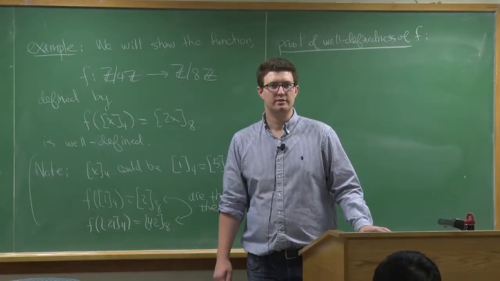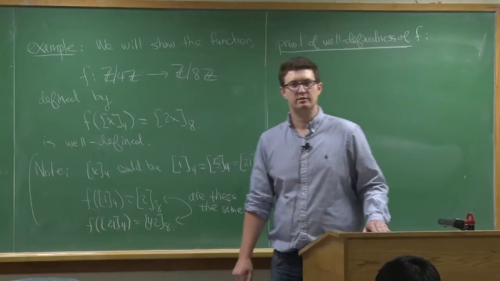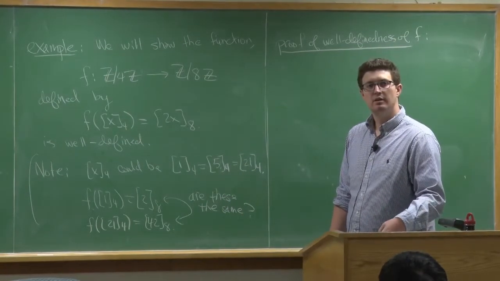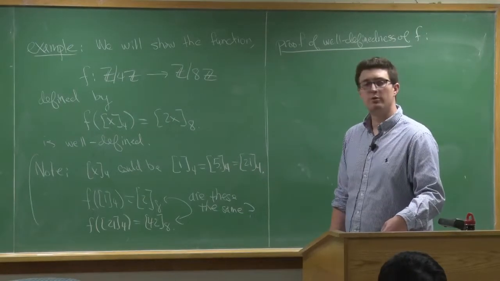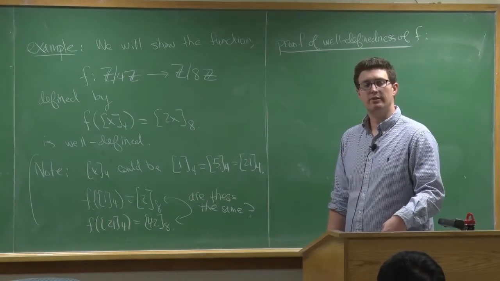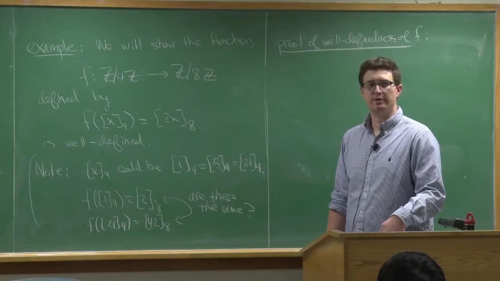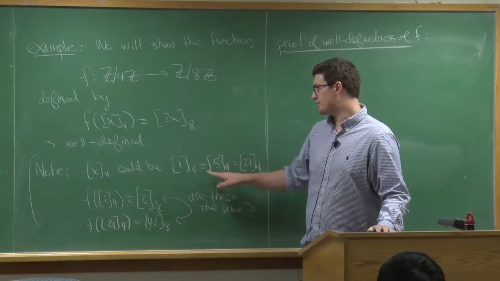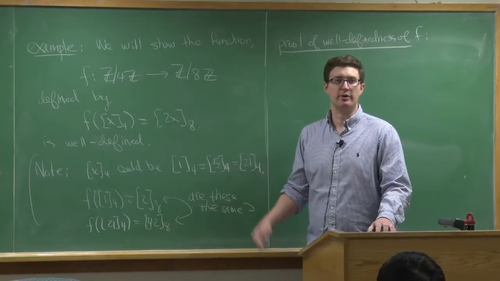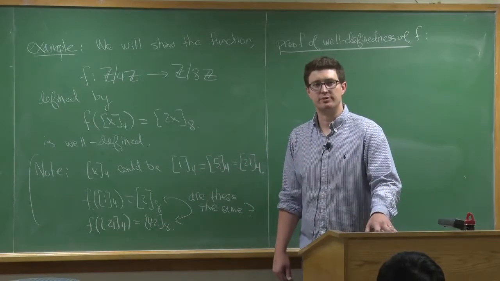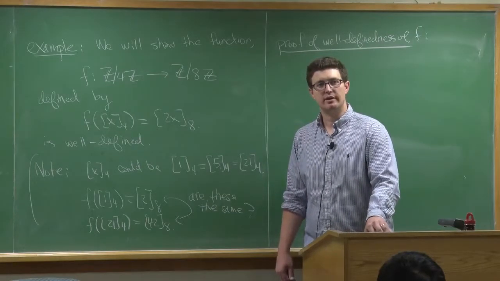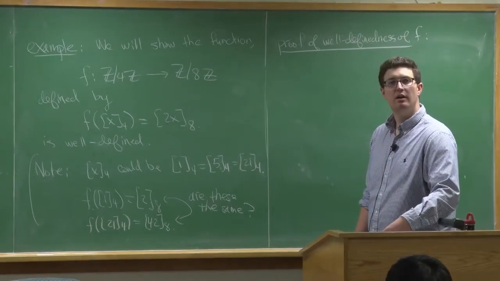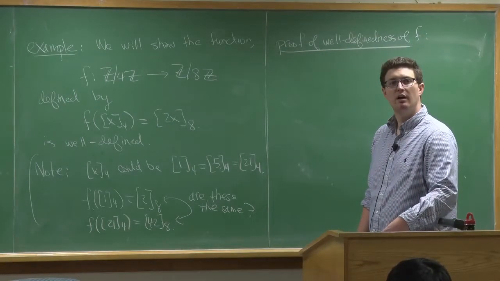So 1 mod 4 is 3, right? There are 4 equivalence classes mod 4: the class of 0, the class of 1, the class of 2, and the class of 3. And here I just showed that these are the same by adding or subtracting multiples of 4.